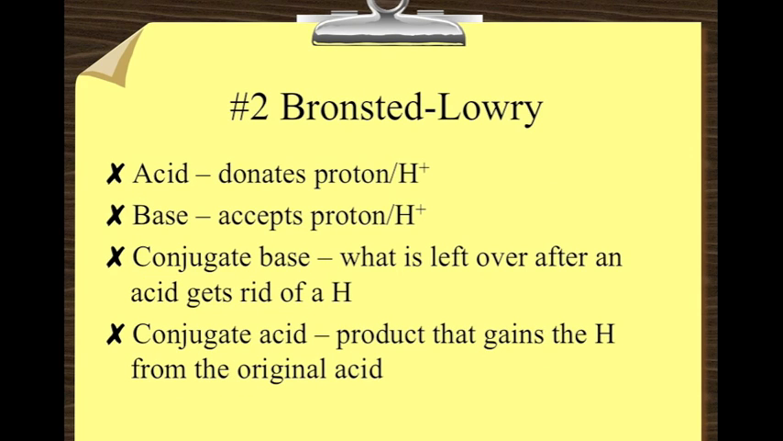The next definition is the Bronsted-Lowry definition, and that's the main definition that we've used in class to determine if something is an acid or a base. Remember that acids donate protons. They donate that hydrogen ion, and bases accept protons or accept that hydrogen ion. With Bronsted-Lowry, we also get the definition of a conjugate acid and a conjugate base. A conjugate base is what is left over after an acid gets rid of a hydrogen, and a conjugate acid is a product that gains the hydrogen from the original acid. Remember that acids produce conjugate bases, and bases produce conjugate acids.